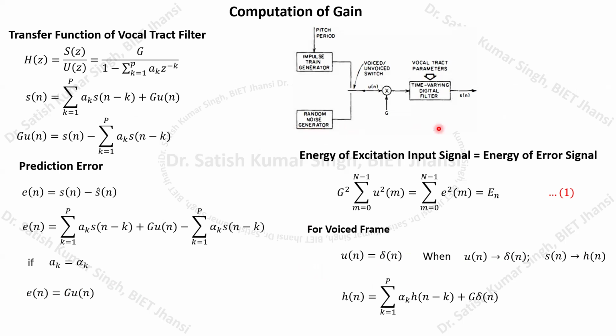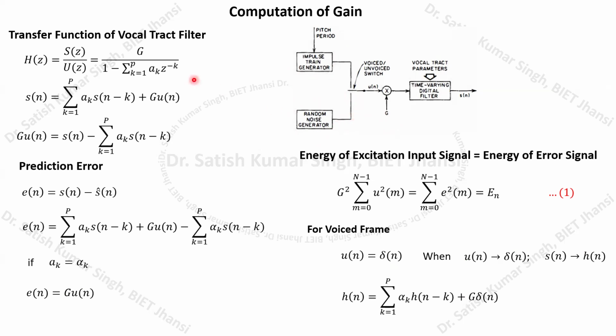So now in this lecture, we have to see how the gain parameter of the speech production model should be calculated. This is our speech production model that we had already discussed in my previous lectures. Here we have one parameter G, which is known as the gain parameter of the model. Normally this gain parameter is associated with the amplitude of our excitation input. In the case of voiced excitation, it will be an impulse train, and for unvoiced excitation, it must be a random noise generator.